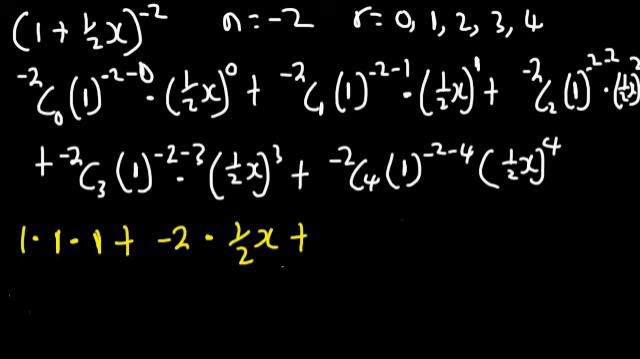So we are going to have plus 3 for the third term, times 1 raised to the power minus 2 minus 3, which is still 1.